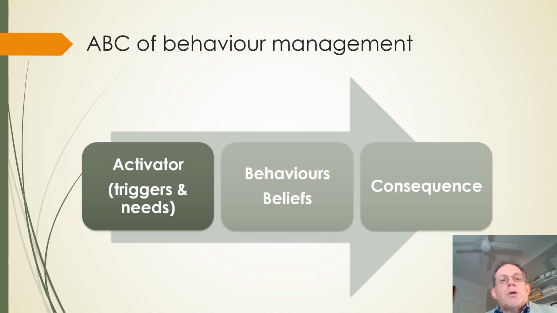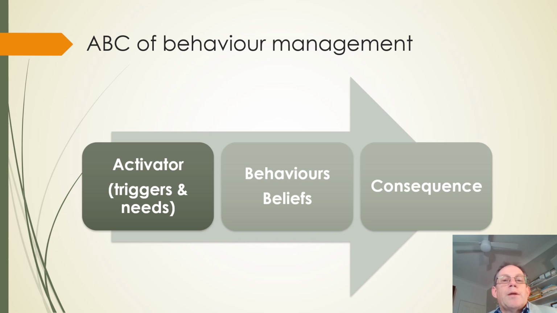So this is a diagram of how behaviours are learned or unlearned at a primitive brain level or animal brain level. So following some sort of activator, a behaviour occurs with a consequence which either reinforces or discourages that behaviour from happening again. Behaviours may also be associated with a belief, or it may simply be an automatically learned response to a given activator. An activator may be external or internal.